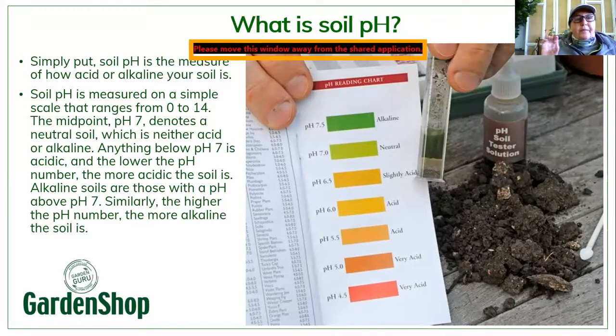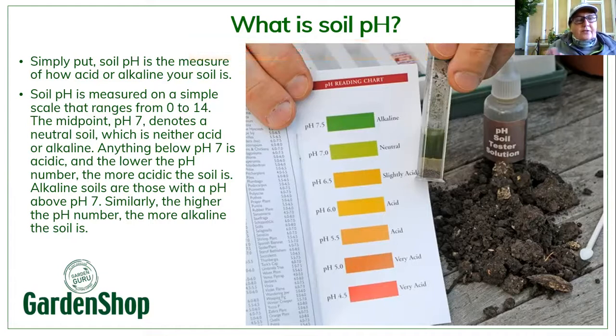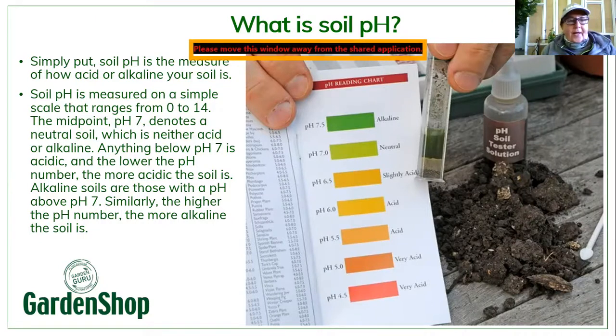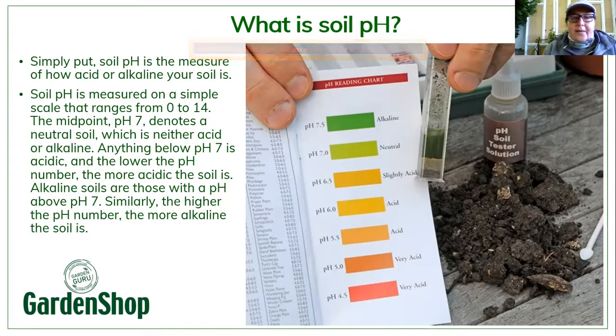Now, soil pH is measured on a simple scale, and as we've said, it ranges from 0 to 14, the midpoint being 7, which is a neutral soil pH, so it's neither acid nor alkaline. Anything below 7 is acidic, and the lower the pH number, the more acidic the soil is. Alkaline soils are those with a pH above 7, and similarly, the higher the pH number, say for instance 10, the more alkaline the soil is. Most plants flourish in a quite neutral pH.